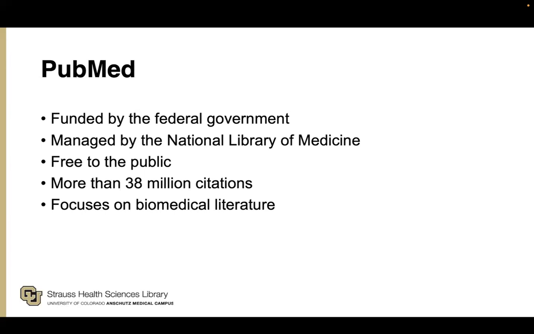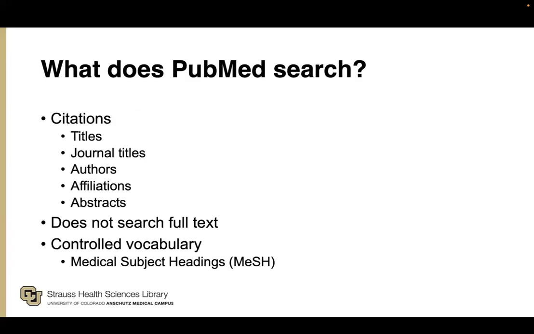When it comes to thinking about searching PubMed, it's useful to know what specifically PubMed searches. So in general, PubMed searches citation information. So the information that you would need or use to make a citation in your paper or your bibliography. So PubMed searches things like titles. It searches journal titles, so the title of the journal that published the article. It searches the names of authors. It also searches those authors' affiliations, so that's where does the author work. And then in addition to that basic citation information, it also searches abstracts if an abstract has been provided.